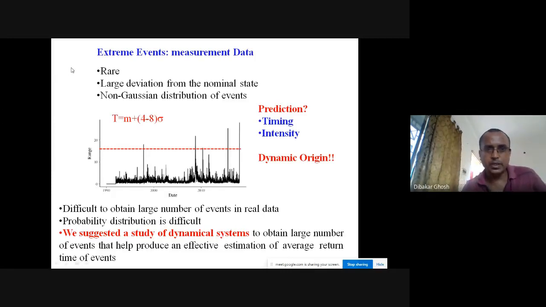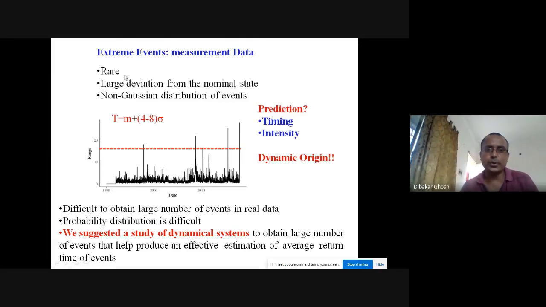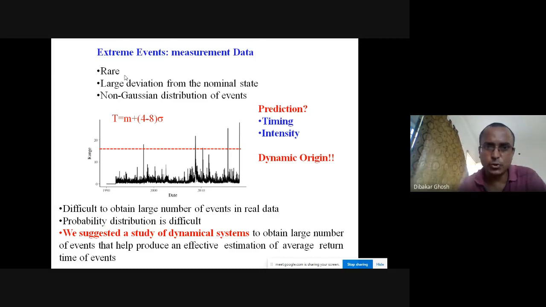From the above experimental measurement data, just 3 properties were noticed. The events are very rare. Very rare means the probability of occurrence of the event is very small. The events deviate largely from the nominal state. And the distribution of these events is of non-Gaussian type.